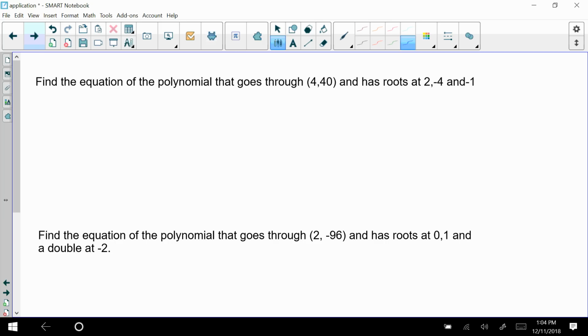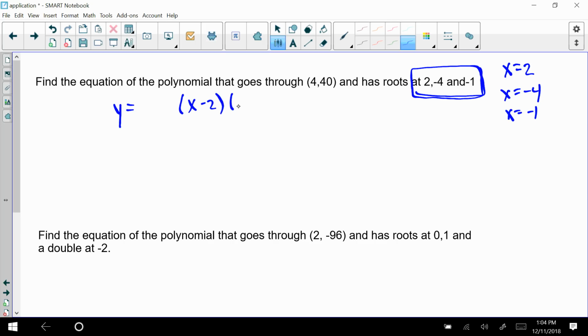So if we have the equation of a polynomial that goes through (4, 40) and has roots at 2, -4, and -1. Now, this is a little different than what you've seen. It's not off of a picture, but that's where your roots are. So basically, instead of you having to pull them off of the picture, it's just handed to you. So now I can go through and say, to start, if I have a root at x equals 2, I'm going to have a factor of x minus 2. If I have a root at x equals -4, I have a factor of x plus 4. And the last one will give me a factor of x plus 1.